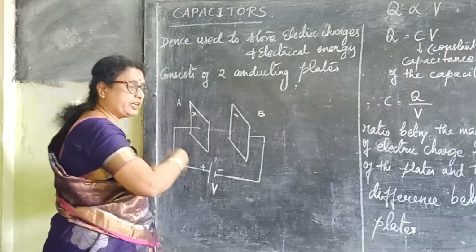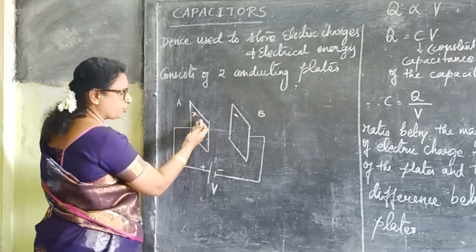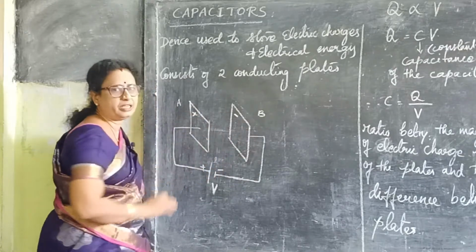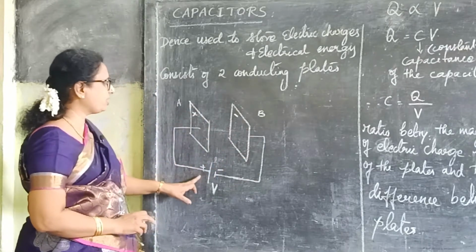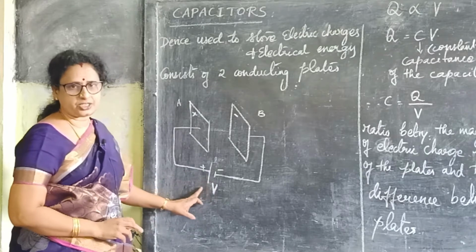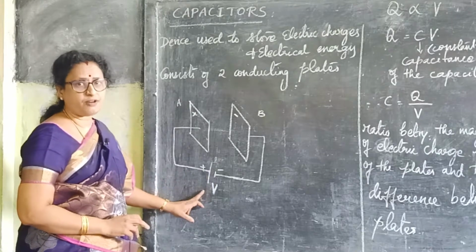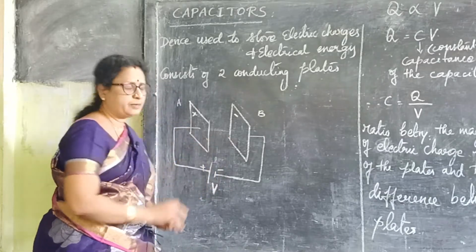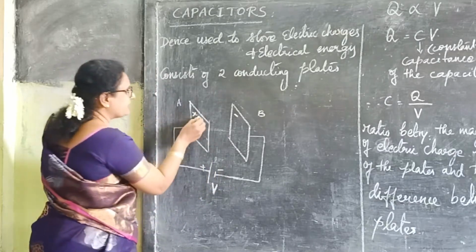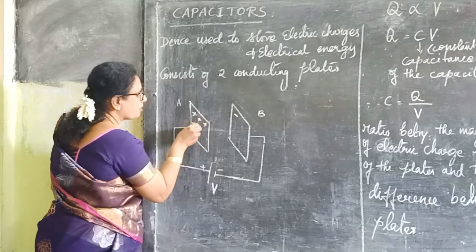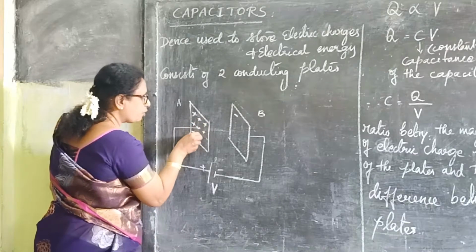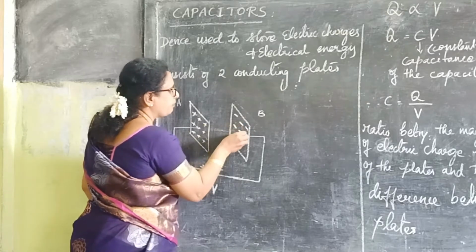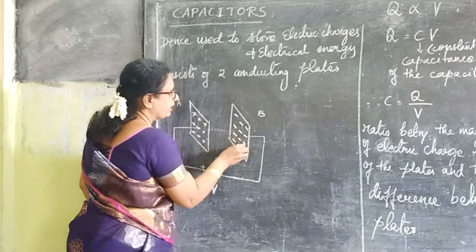This process will continue. Electrons will be continuously transferred from the plate A to the plate B. So this work is done by the external battery. The battery is doing the work of transferring the electrons from the plate A to the plate B. So plate A will acquire more positive charges as more number of electrons are transferred from plate A to plate B, and plate B will acquire negative charge.